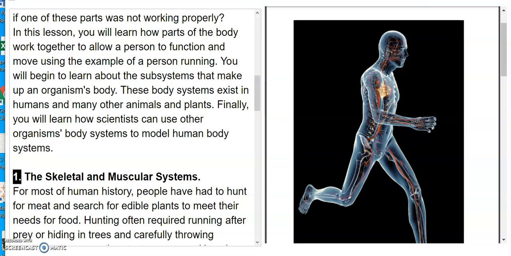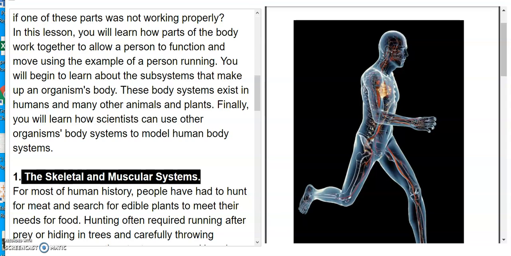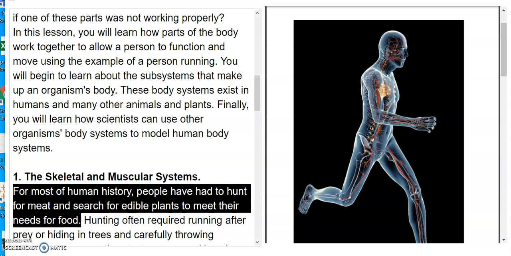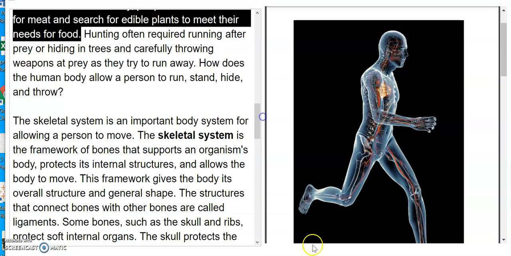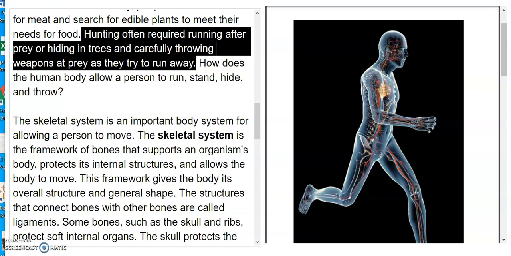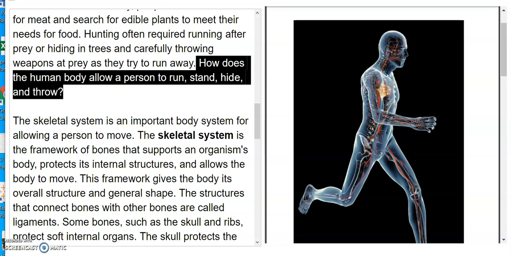And now we're in section 1, page 46. The skeletal and muscular systems. For most of human history, people have had to hunt for meat and search for edible plants to meet their needs for food. Hunting often required running after prey or hiding in trees and carefully throwing weapons at prey as they tried to run away. How does the human body allow a person to run, stand, hide, and throw?